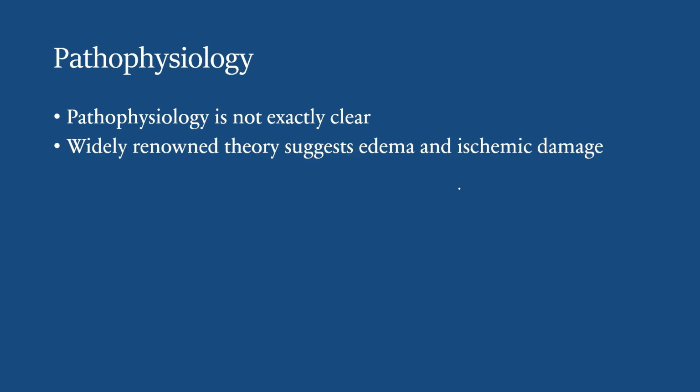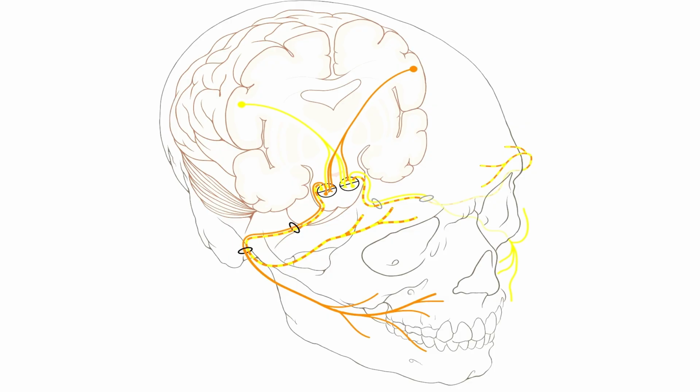Right? Now, what is the pathophysiology of Bell's palsy? Again, just like etiology, it's not exactly clear, but there is a theory that suggests that it's related to edema and ischemic damage of the facial nerve itself. You see, this is a complicated diagram. It looks like a complicated diagram.